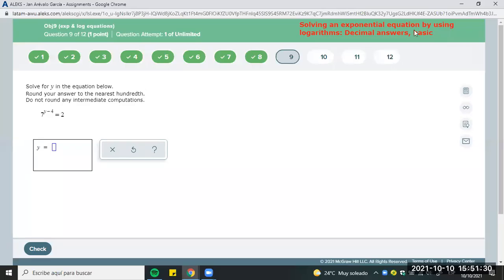Recording, solving an exponential equation by using logarithms, decimal answers, basic.